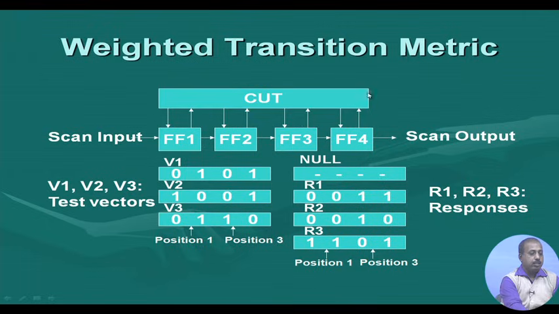So, in this case, this is the situation: we have the circuit under test, and suppose we have a scan chain consisting of 4 flip flops FF1, 2, 3 and 4. Scan input is connected to flip flop 1 and scan output is connected from flip flop 4. Suppose we have these test vectors V1, V2 and V3: V1 is 0 1 0 1, V2 is 1 0 0 1, V3 is 0 1 1 0. On the other hand, the response when we apply V1 is 0 0 1 1, that is R1, R2 is the response of V2 and R3 is the response of V3.